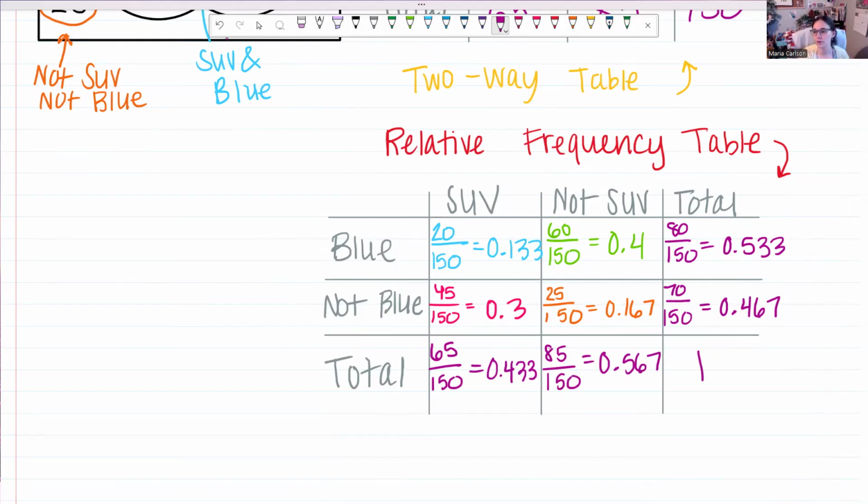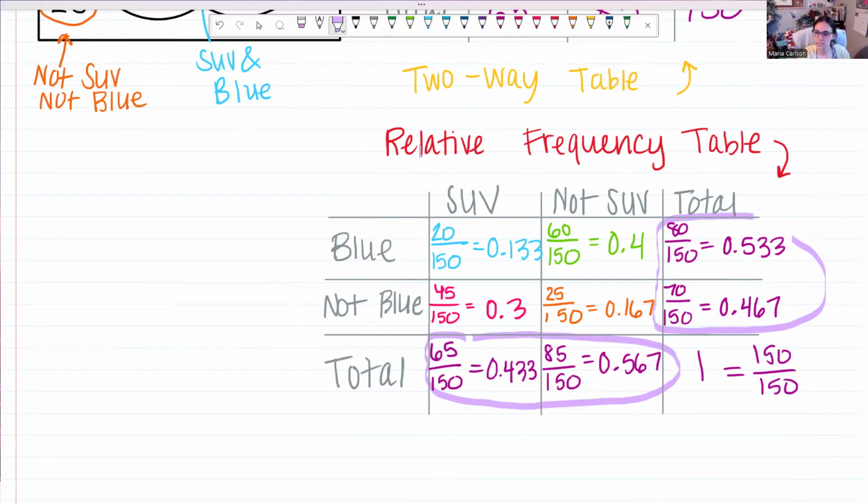0.533 and 0.467 added together, or if I add up the SUVs and not SUVs, we have 150 out of 150. So again, these purple here are what we call the marginal frequencies.